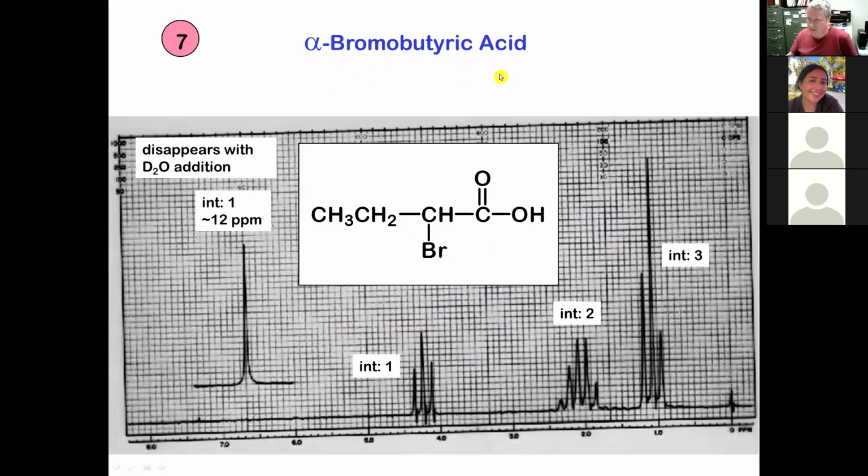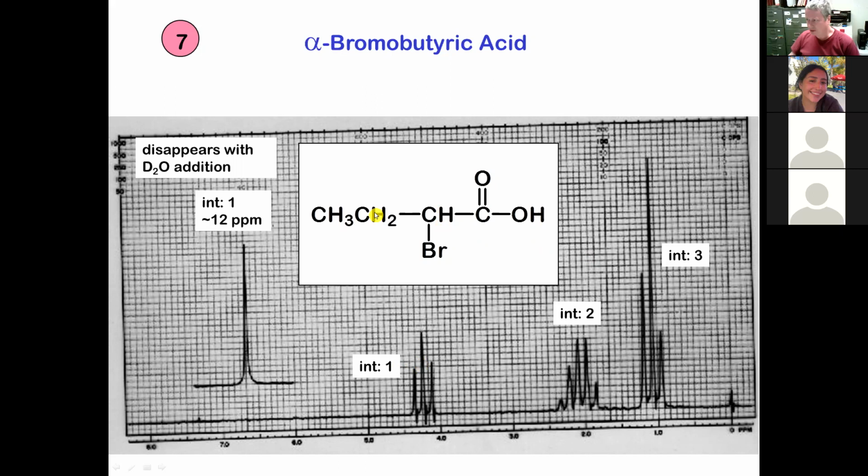Alpha-bromobutyric acid. So this is another molecule. Integration, everything kind of makes sense. You've got 1 to 1 to 2 to 3. The thing that is at 12 ppm and disappears with D2O is what? The carboxylic acid, right? Okay, the rest of these are very straightforward. 1 to 2 to 3. Of course, the thing at 1 must be a CH, and it's also downfield because of the bromine, and it's a triplet because how many neighbors are there? 2. 2 plus 1 is a triplet.